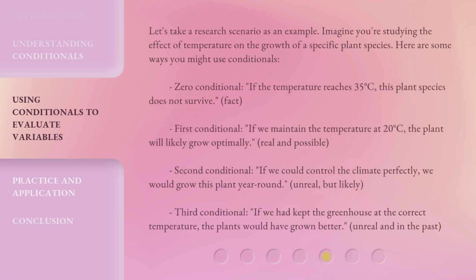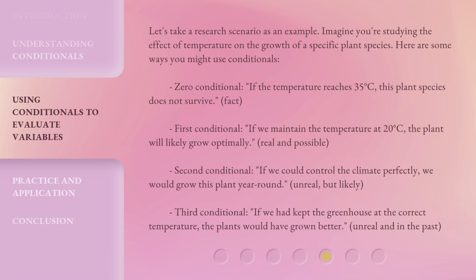Let's take a research scenario as an example. Imagine you're studying the effect of temperature on the growth of a specific plant species. Here are some ways you might use conditionals. Zero conditional: if the temperature reaches 35 degrees Celsius, this plant species does not survive. Fact. First conditional: if we maintain the temperature at 20 degrees Celsius, the plant will likely grow optimally.